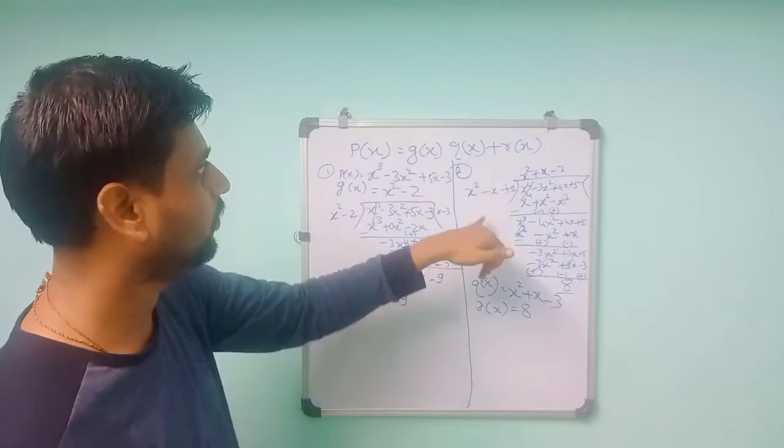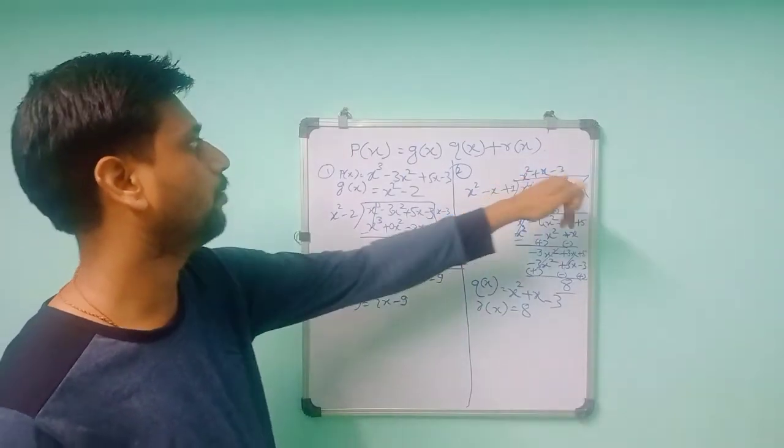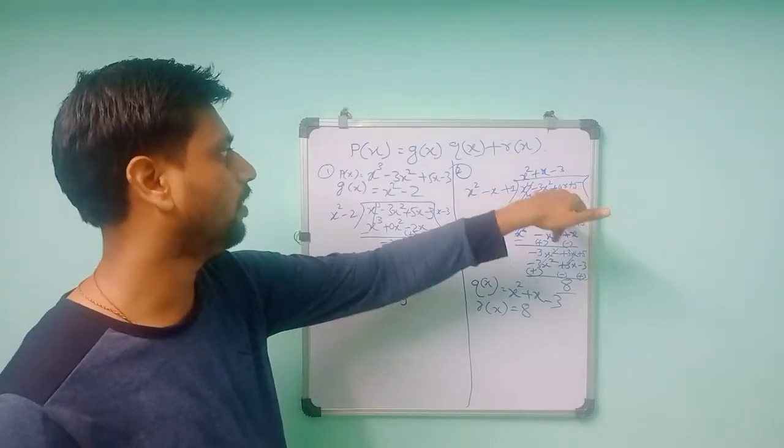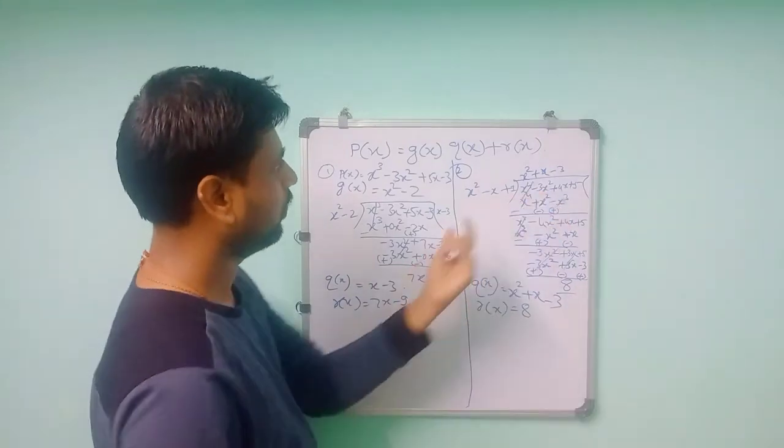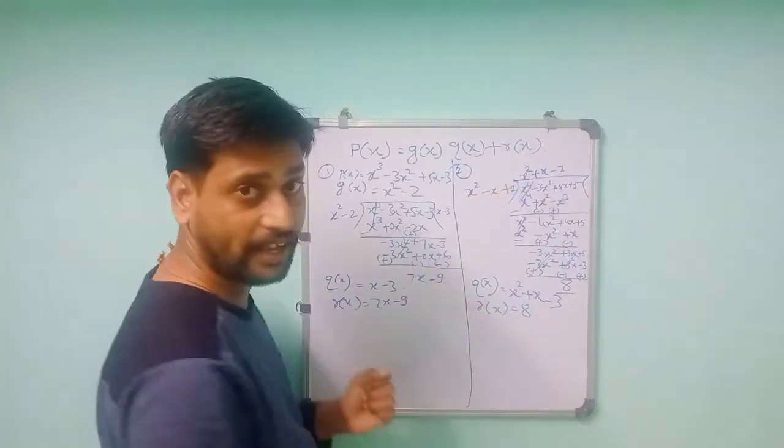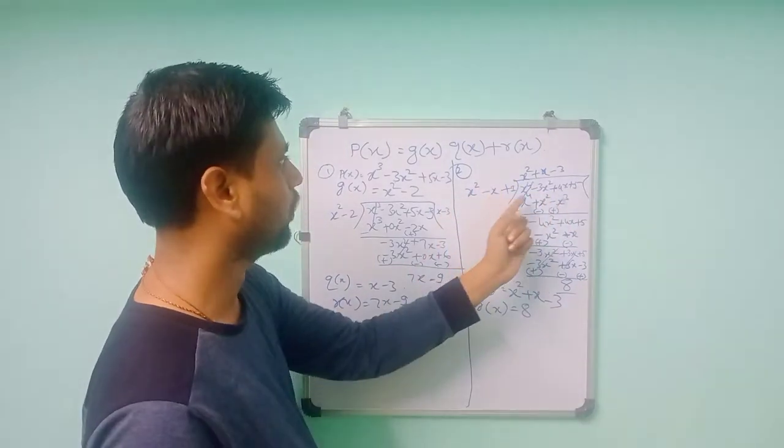So how I have done is, first you have to take the g of x and write it as the divisor, and p of x as the dividend. Then you have to make the equal value. So x square is there, you have to make x raised to 4. So you have to multiply by x square. So x raised to 4.